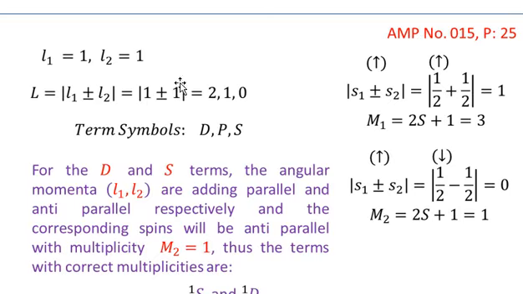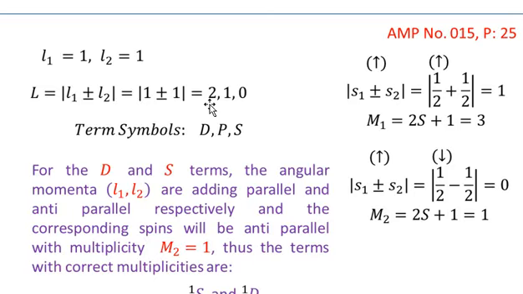So for 2p2, I have L1 equal to 1 and L2 equal to 1, because the value of the orbital quantum number for both 2p electrons is 1. Let's combine them. The total orbital quantum number capital L is equal to the modulus of L1 plus or minus L2. Putting in the values, modulus of 1 plus or minus 1 will give you 2, 1, 0. When you add them, you get 2. When you subtract them, you get 0, and you put all the other values in between 2 and 0, which is 1.